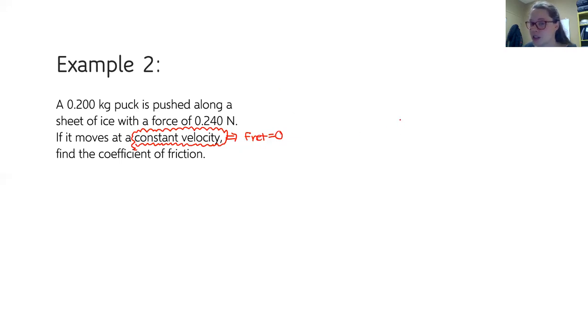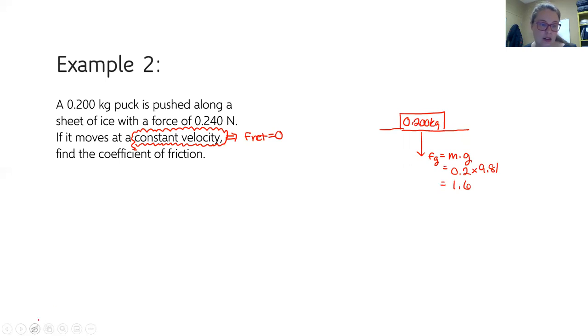So let's do our quick little free body diagram. We have our puck, 0.200 kg. We have a force of gravity on it. It's sitting on a surface. Draw the surface if you need to, you don't have to. We have the force of gravity downwards. That's equal to mg, which is equal to 0.2 times 9.81, which is 1.969. Oops, not 969, it's 1.962.